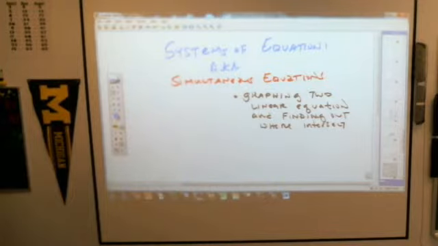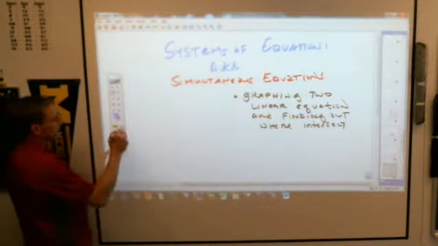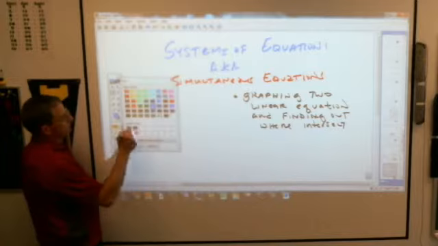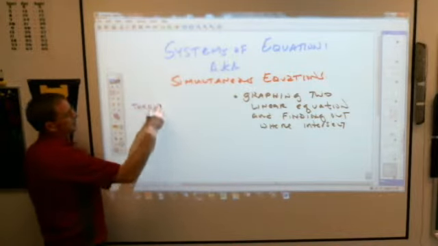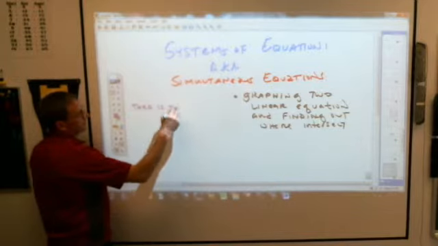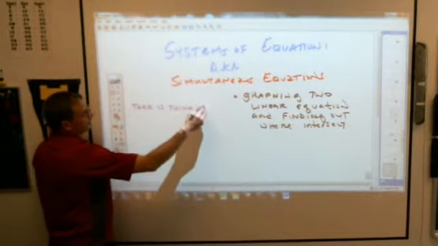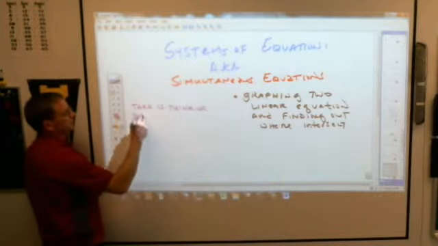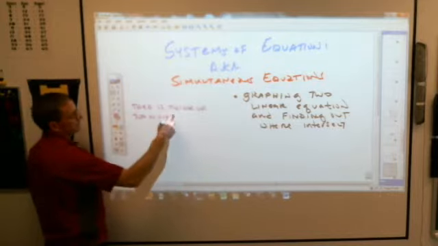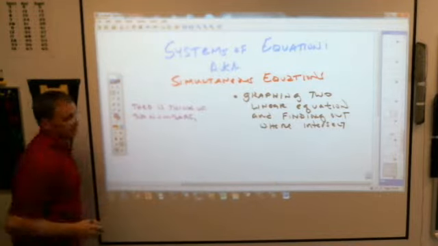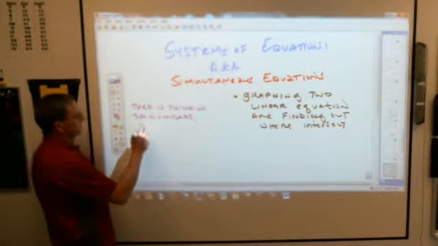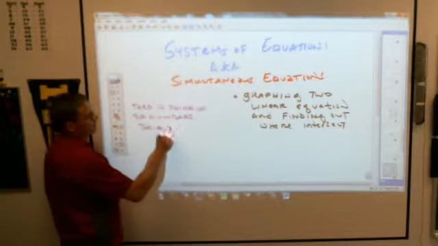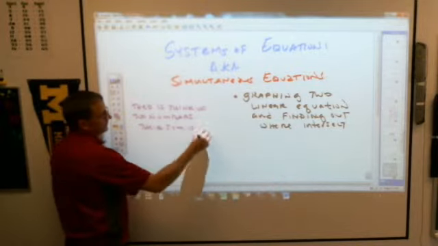So here's the example problem. Theo is thinking of two numbers. Their sum is 6.